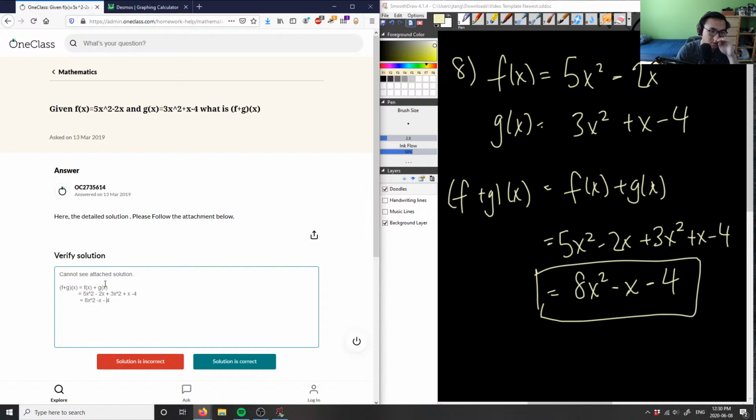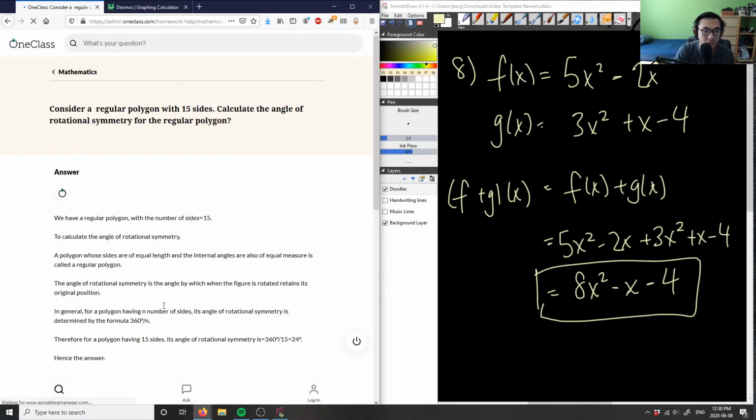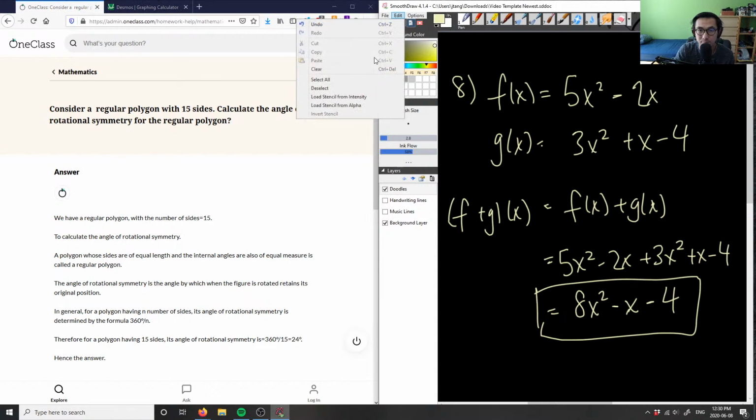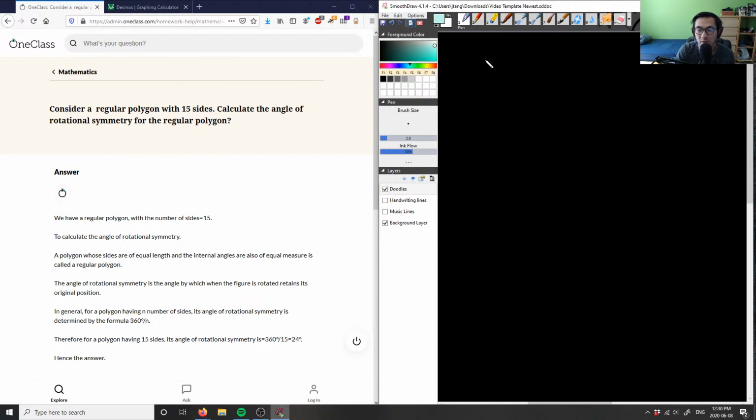And this here is our solution for this problem: 8x squared minus x minus 4. So the solution is incorrect because, again, I cannot see the detailed solution attached. Let's look at number 9.